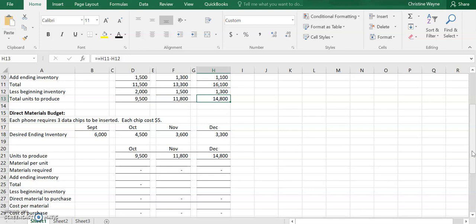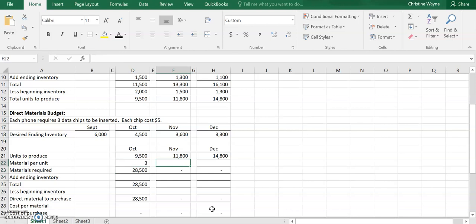So in your direct materials budget, remember you're looking at how much material you need, not necessarily how many units you have to produce. That's where we're going to start. So again, I've already pre-populated this. In October, it's coming from my production budget, October number, November, coming from my production budget, and December also coming from my production budget. The materials per unit, they have to tell you this. We're making phones here and they require 3 data chips to be inserted. So each unit I make is going to require 3 direct materials.